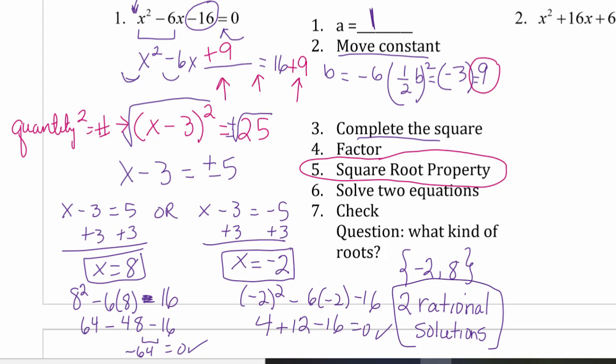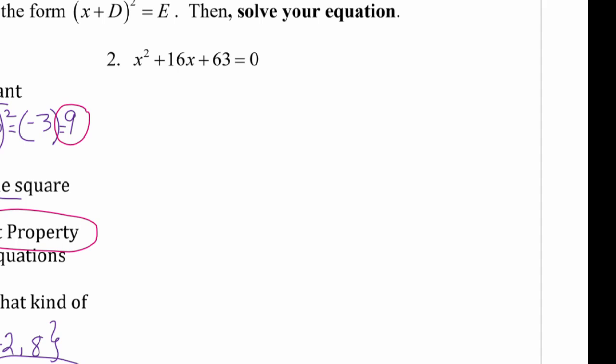Beautiful. Okay, let's go through this whole process again with another example. Number 2, we have x squared plus 16x plus 63 equals 0. Step 1: check for a. a equals 1. Check. Step 2: move the constant.